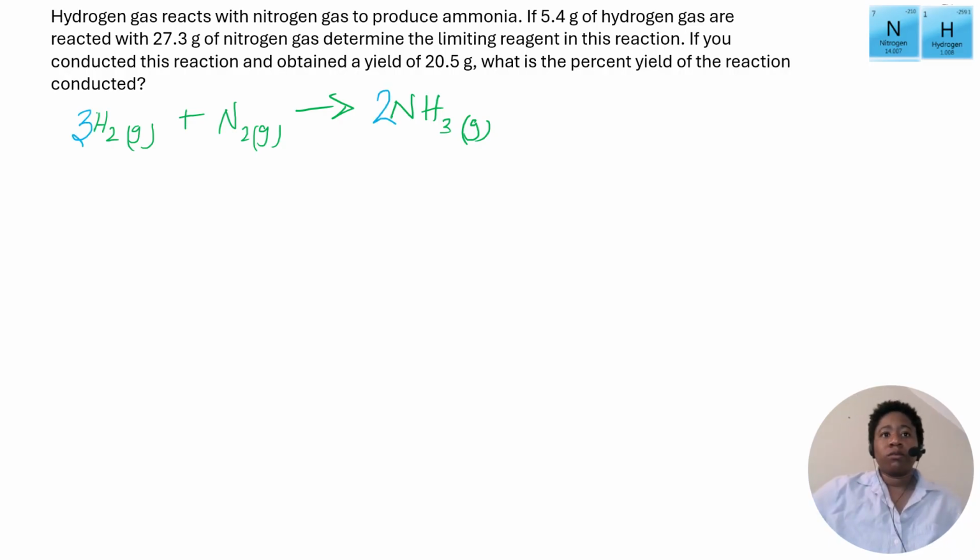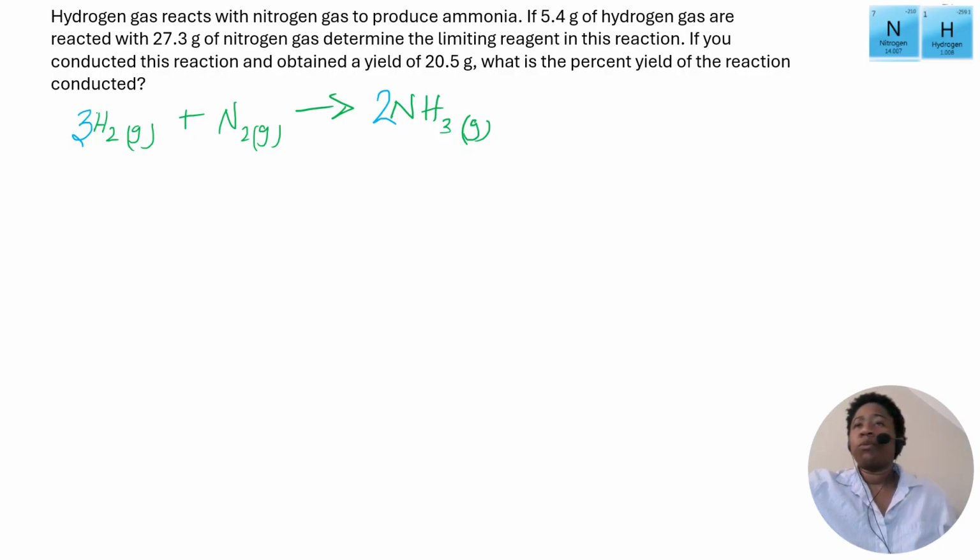Okay, so check our hydrogens. We have 6 moles on the reactant side, 6 moles on the product. But then for the nitrogen, we now have 2 moles on the product side and 2 moles on the reactant side. So we're good.